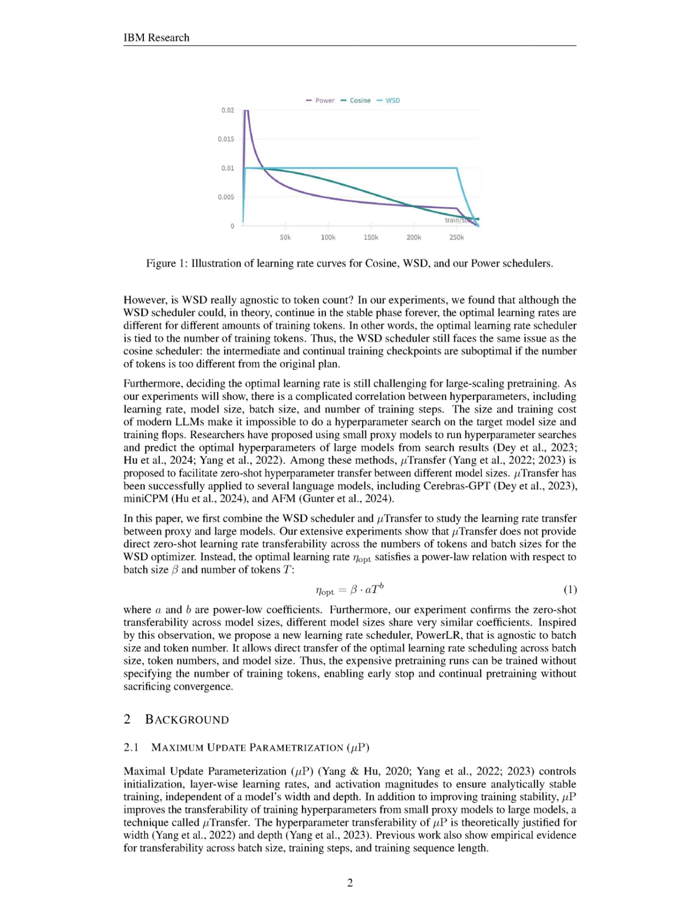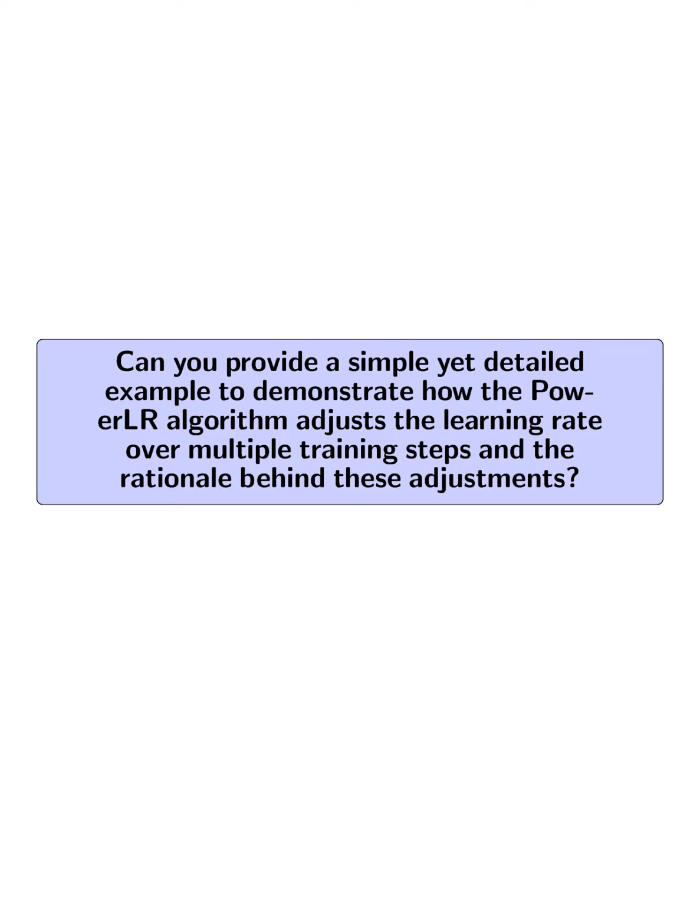This flexibility enables efficient training and continual learning without sacrificing convergence, as demonstrated in the experiments conducted with various model architectures. Can you provide a simple yet detailed example to demonstrate how the Power-LR algorithm adjusts the learning rate over multiple training steps and the rationale behind these adjustments?